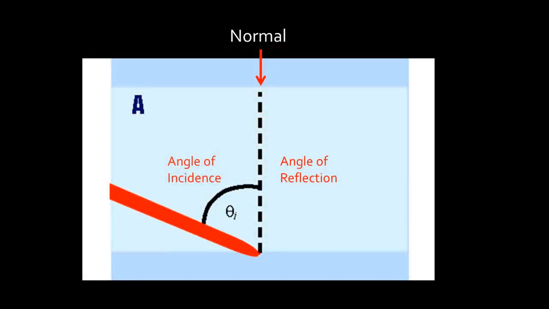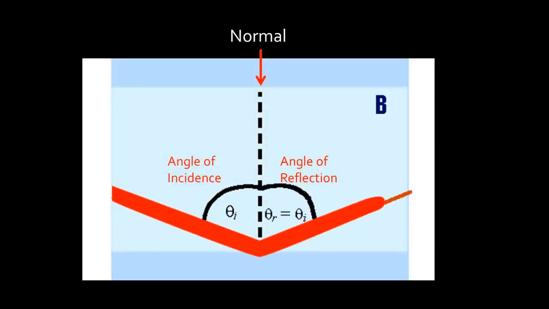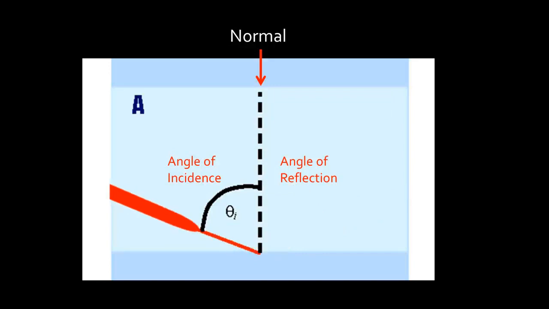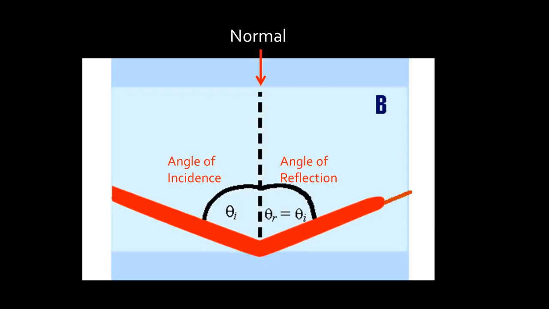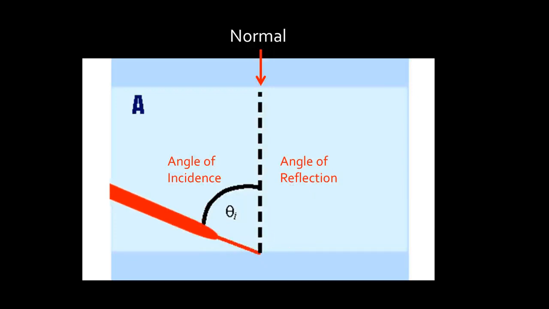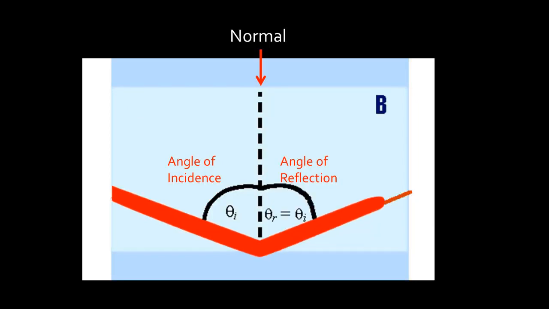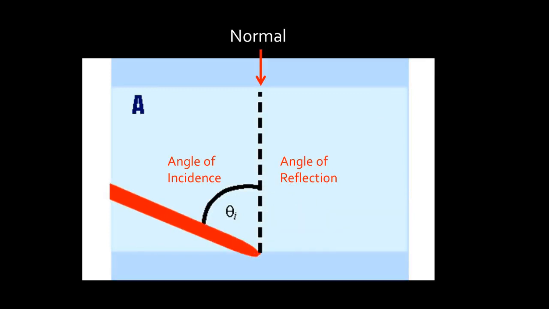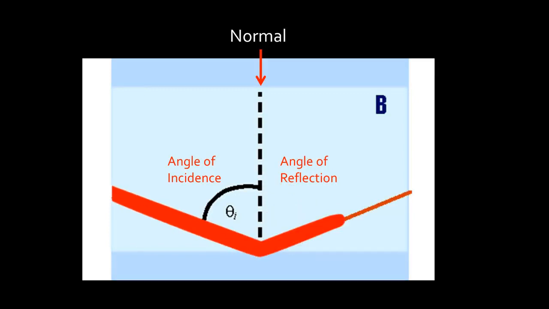Here we have an example of how light will reflect and bounce off of a flat surface. On the left side, we have the light coming in, striking the flat surface, and then reflecting off of it. To the right, the dotted line going perpendicular to the flat surface and to where the light is striking is called the normal line.